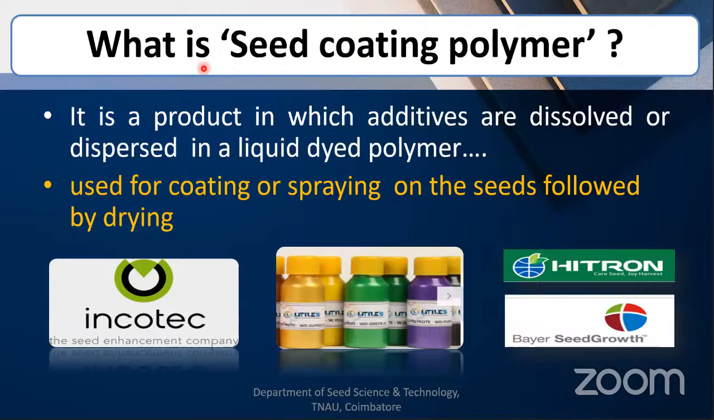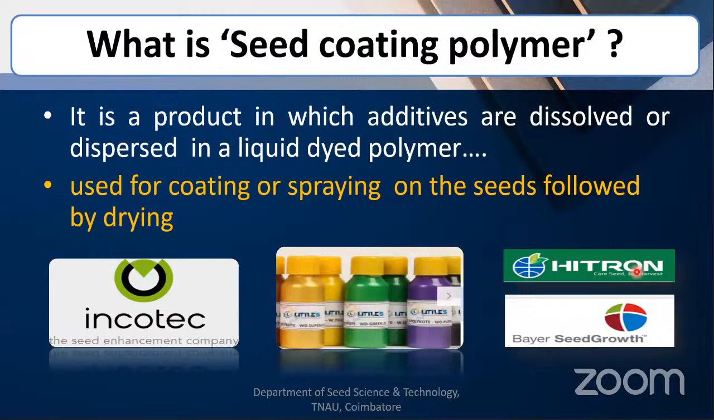So the seed coating, what is a seed coating polymer? You have so many brands in the market. Incotec is a market leader, and Bayer Seed Growth is an international brand. Littles is a local Tamil Nadu based polymer manufacturer. And Hitron, our own Professor Dr. C. Dharmalingam, after retirement, started a company called Hitron. He got a patent, and he is successfully in the market selling the seed coating polymer.